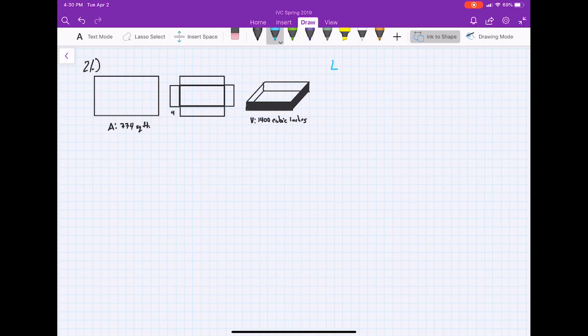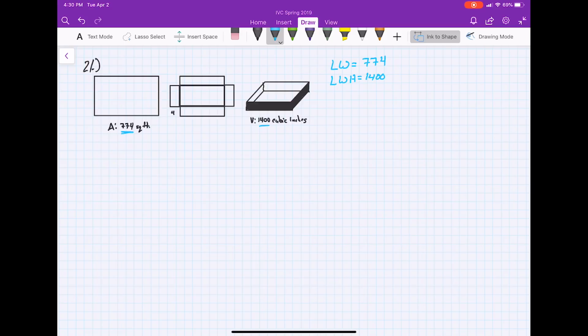But we do know that length times width is equal to area. It's kind of the same thing that we just said a minute ago. And we are given that area again, which is 774. So we can put that guy right here. And we know volume is length times width times height. And that's equal to 1400. We're given that in the problem.